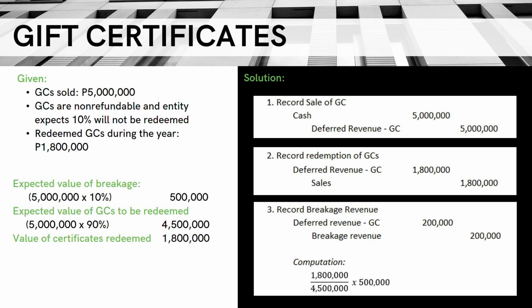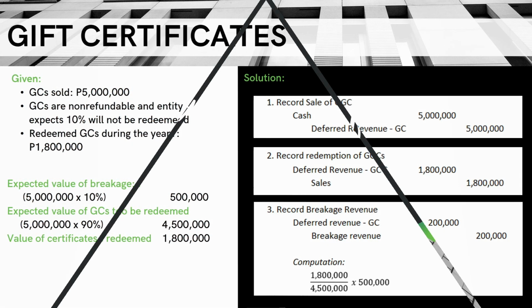So, the computation is just this: the value of the certificates redeemed, the ones that were redeemed, divided by your expected amount of GCs to be redeemed, which is 4,500,000. And then, multiply it by the breakage value. The breakage value is 5 million times 10%, 500,000. So, this is how you compute the breakage revenue. Okay? So, that's it for this video.